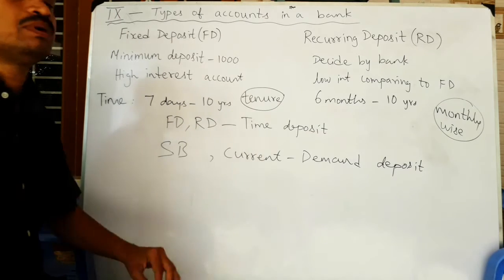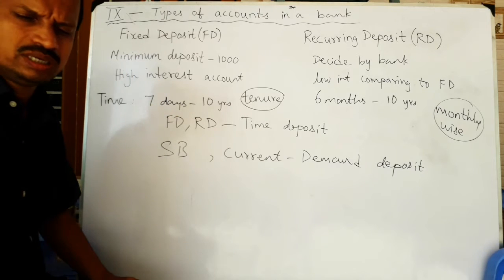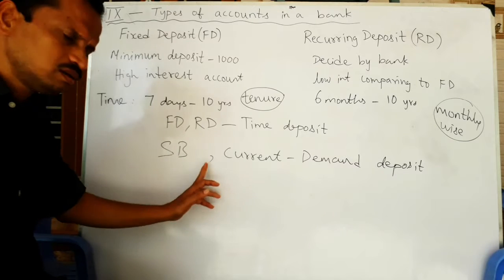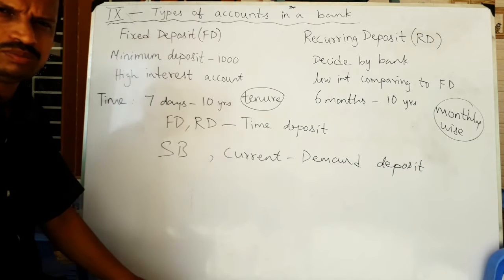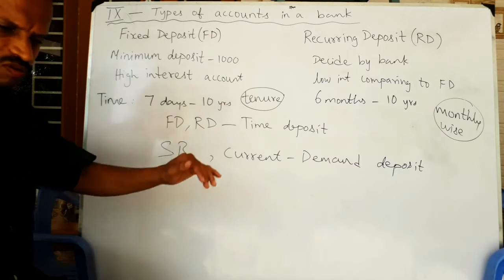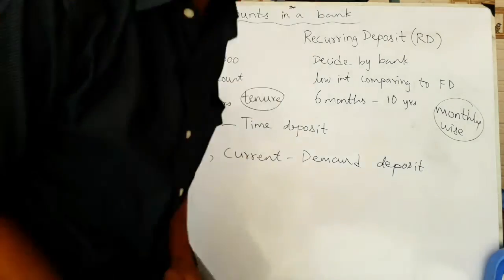So this is the main similarity and difference. These two, FD and RD, are time deposits. So a certain time is there, for 5 years or 2 years, like that. This is time deposit, and the first two are demand deposits, because we can withdraw the money at any time. So these are the 4 accounts, and we will see some more accounts.